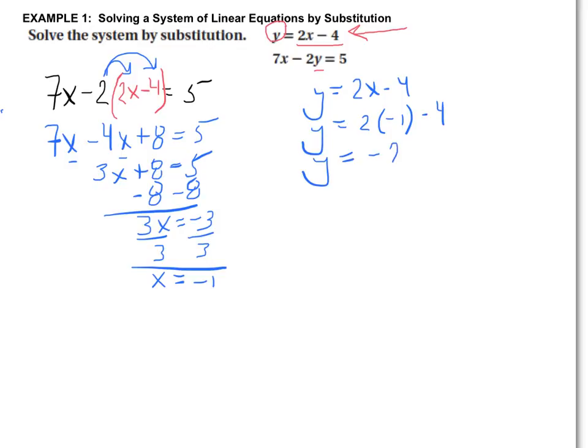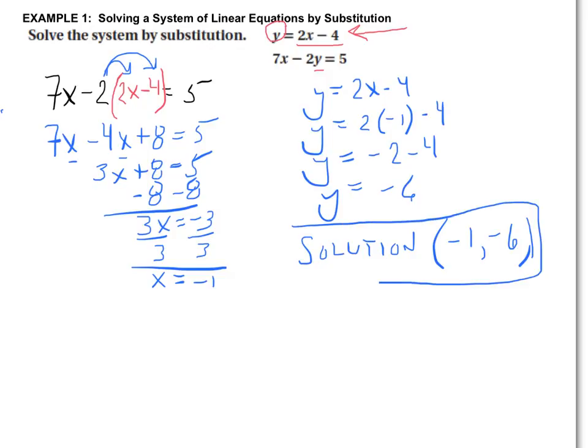If I solve this for y, I get negative 2 minus 4, which is negative 6. That would tell me my solution is negative 1, negative 6. Now again, we really should check this to make sure it works, because just getting those two numbers is really not good enough. I'm going to do a check a little bit different than we've done so far, just to save some time.